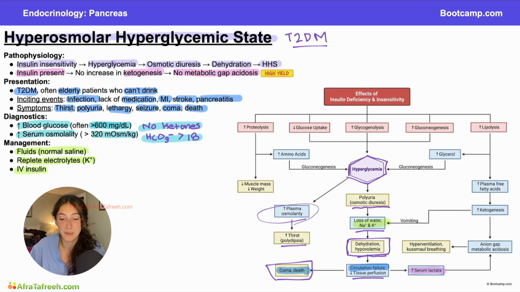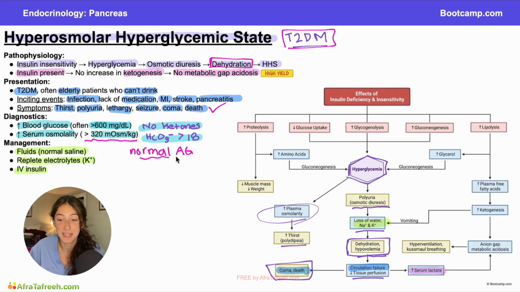Now I know that was a lot of information. Let's quickly recap what we talked about in this video. So HHS is seen in type 2 diabetes, whereas DKA is seen in type 1 diabetes. The primary pathophysiology is severe dehydration, which is going to lead to our symptoms of thirst, polyuria, coma, seizure, and even death. You can differentiate HHS from DKA because the serum osmolality is going to be substantially increased. Again, you may have an increased serum osmolality in DKA as well, but it will be more markedly increased and above this 320 mark in HHS.